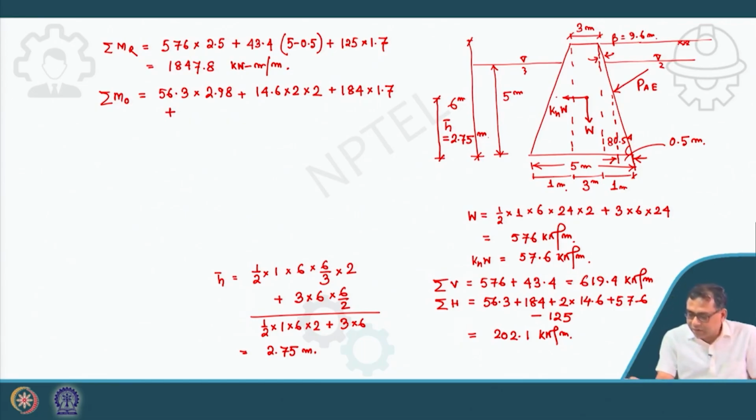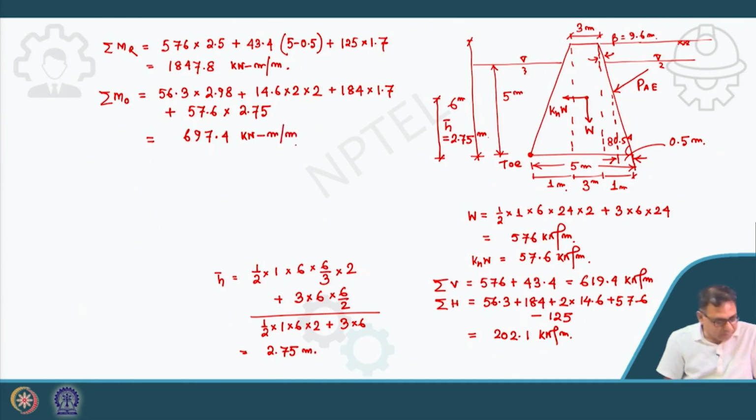Okay, so now this horizontal component, that is this kh into w, which is 57.6 into the h bar, because now we are taking it again with respect to the toe, into 2.75. So, the MO value will be 697.4 kilonewton meter per meter. Again, obviously it will be safe against overturning, because it was safe initially. So, now we are only checking the E value.